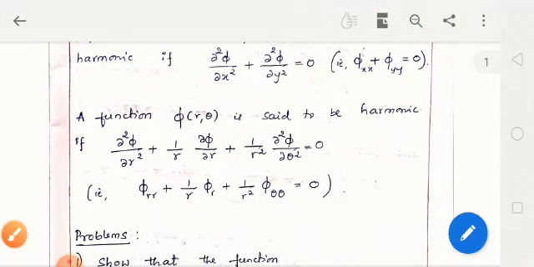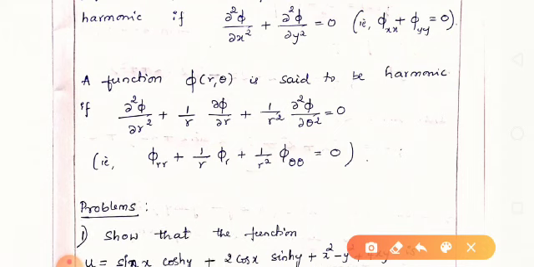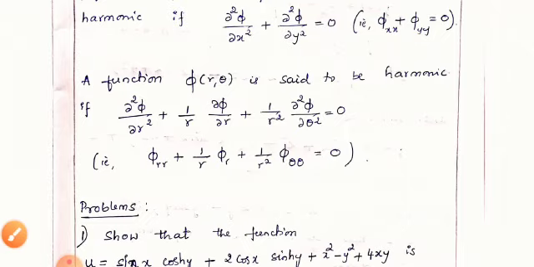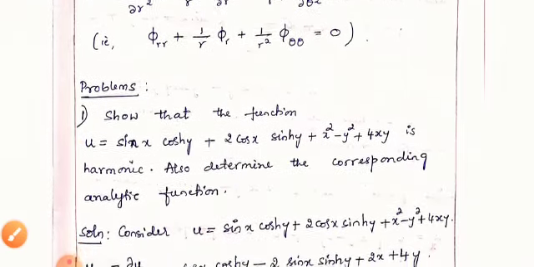The function phi in the polar form phi of r comma theta is said to be harmonic if it satisfies the equation ∂²phi/∂r² plus 1 by r into ∂phi/∂r plus 1 by r² into ∂²phi/∂theta² equal to 0. Now we will move on to the problems.